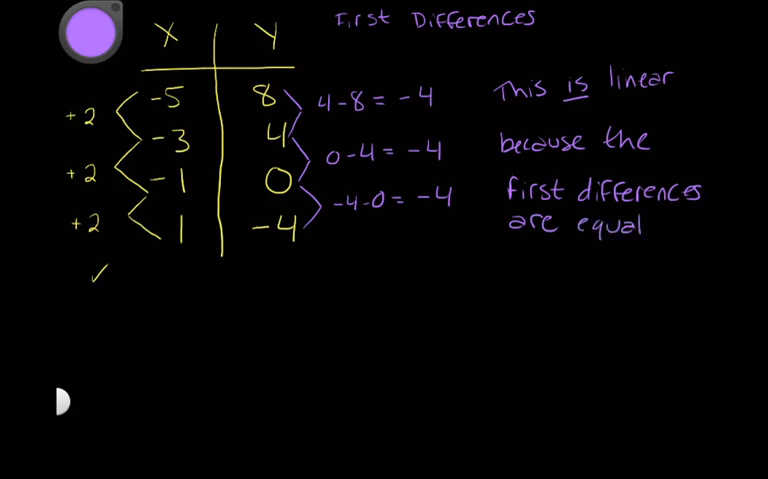Right? That's really important. So we have been able to determine, just by looking at this table of values, that yes, this is a line, and we didn't even have to graph it. So yes, it's a line.